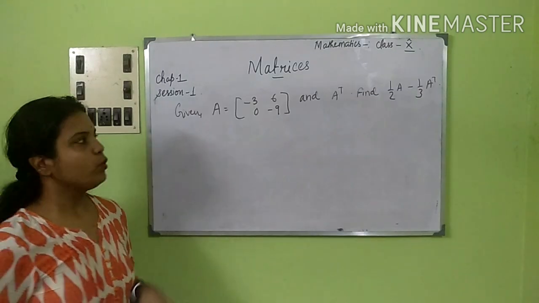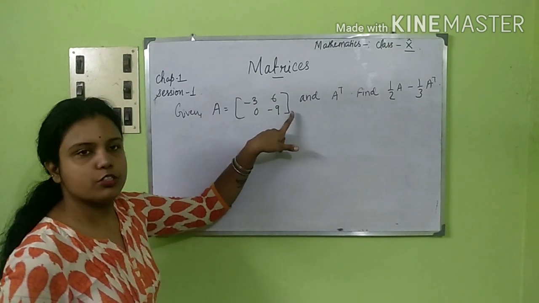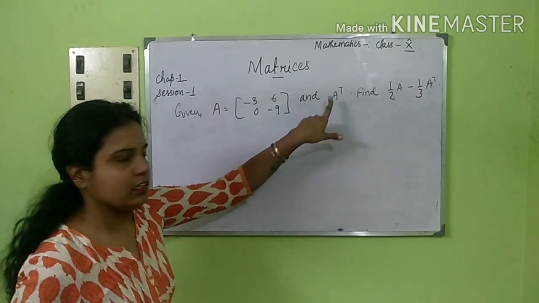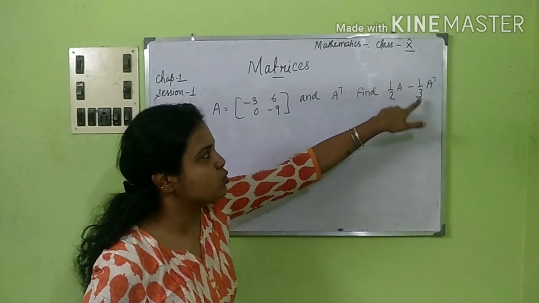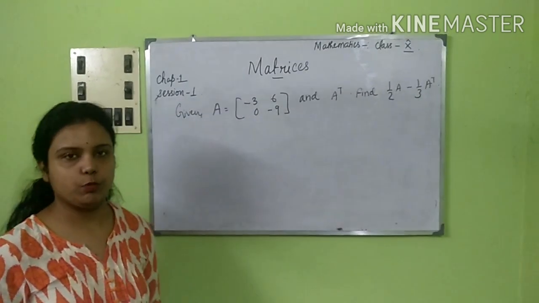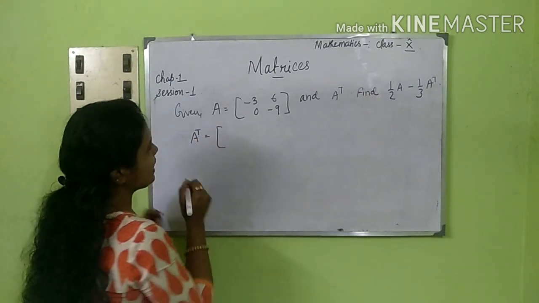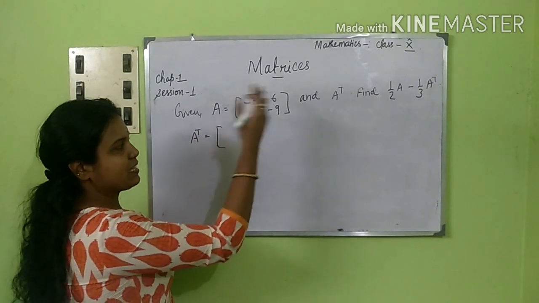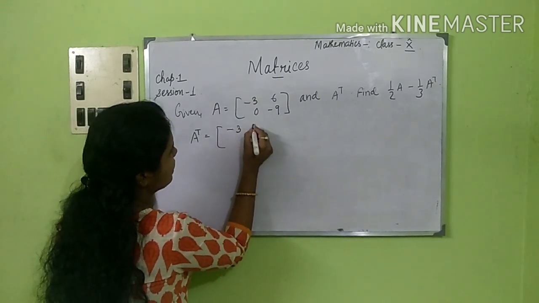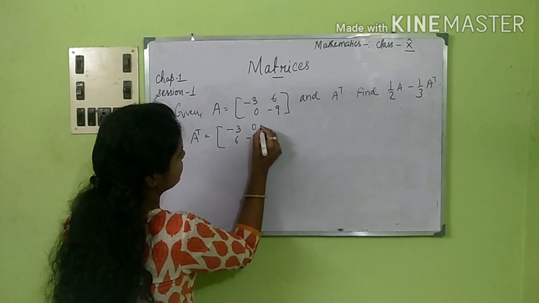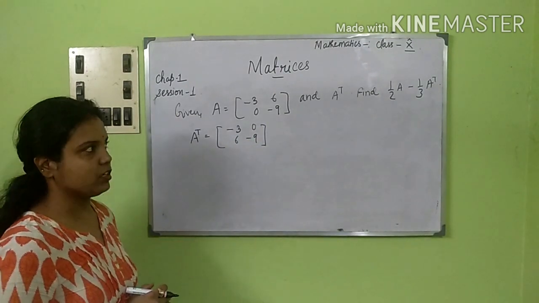Okay? We are coming up with another question. A is equal to this particular 2 cross 2 matrix and A transpose. We have to find A transpose, and finally we have to find 1 by 2 A minus 1 by 3 A transpose. So first let us find A transpose. As you know, just the digits get changed. Minus 3, 0 will come up and 6 comma minus 9 will come down. So this is what is A transpose.